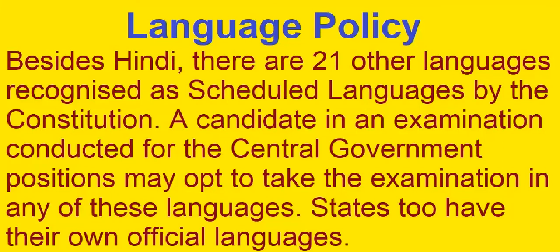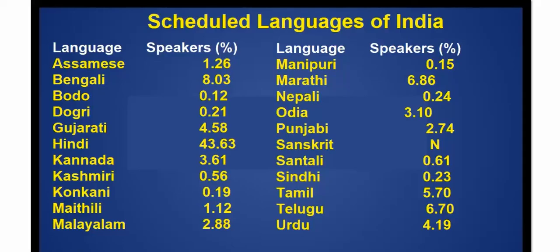So, again, we are revising the language policy. Besides Hindi, there are 21 other languages recognized as scheduled languages by the Constitution. States too have their own official languages. Find out what is the official language of your state or union territory. Here we have a list of all 22 scheduled languages of India. You can see all these languages and the percentage of speakers of these languages.